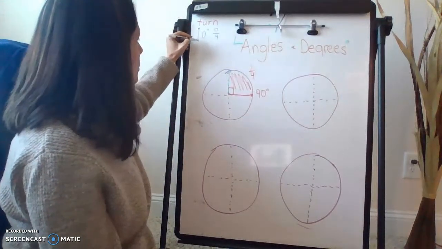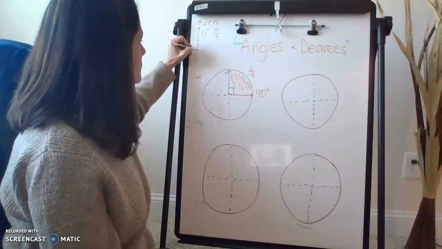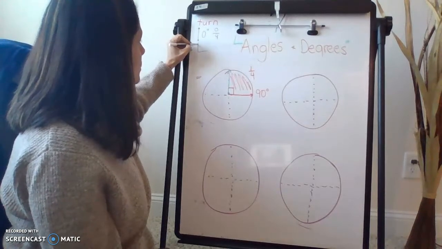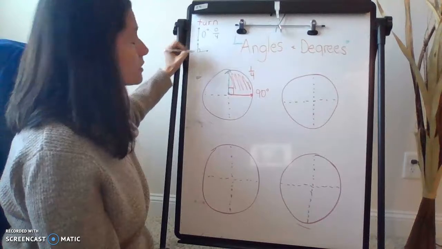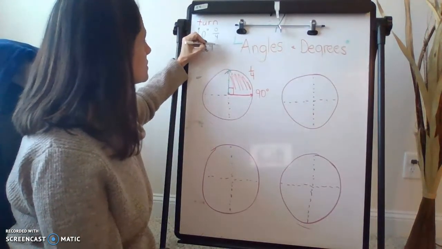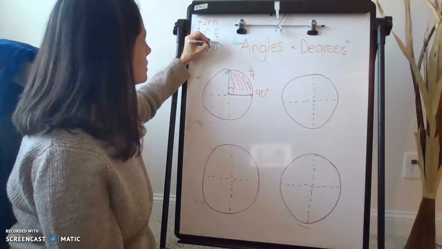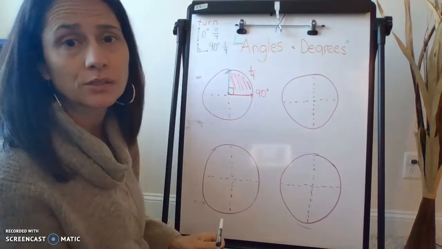So this symbol is 0 degrees, 0 turns. This symbol has the box right here. Remember that box means right. That's 90 degrees, and it's 1 turn.